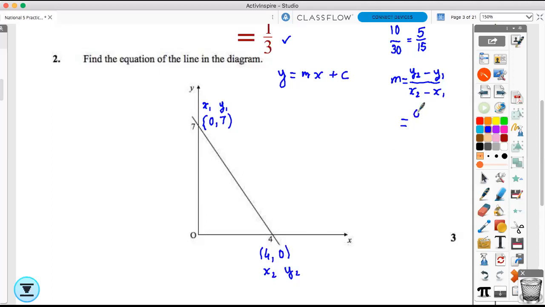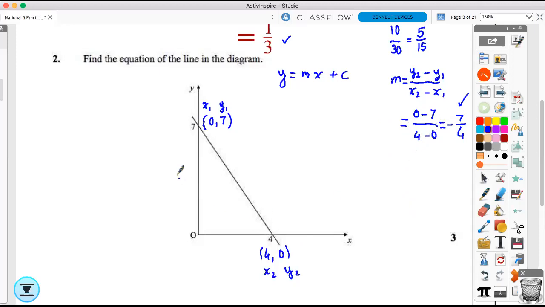0 minus 7, divided by x2, which is 4 minus 0. And that is just negative 7 over 4. Mark number 1. Yeah? Yep, I got that. So m is your first mark.